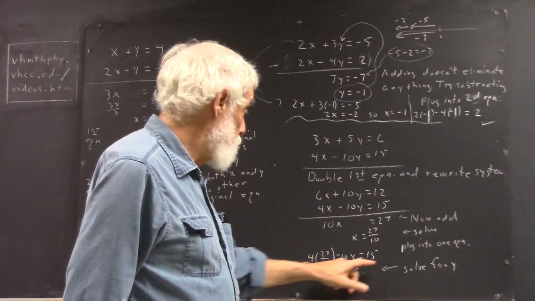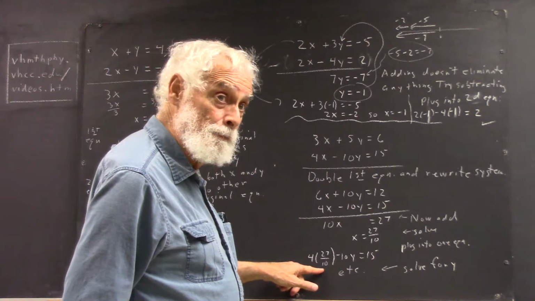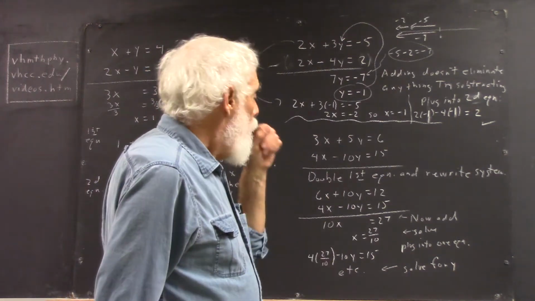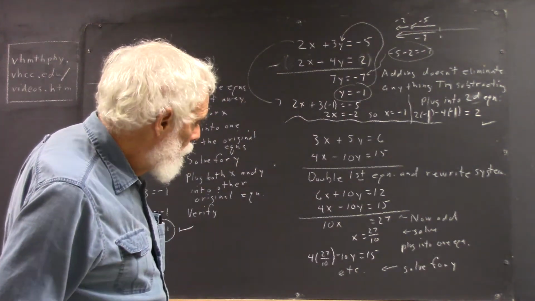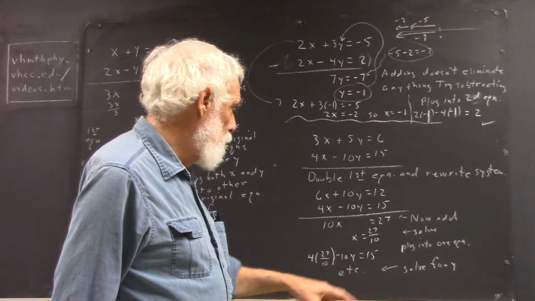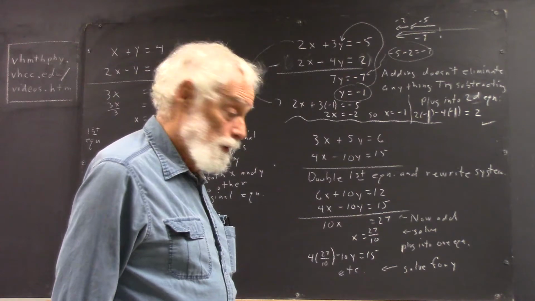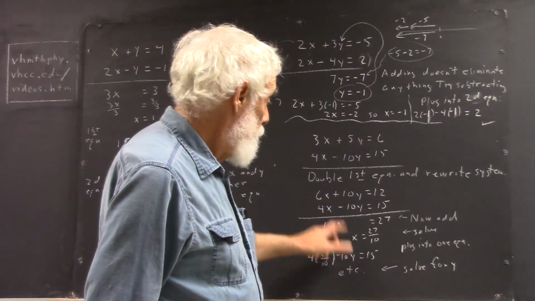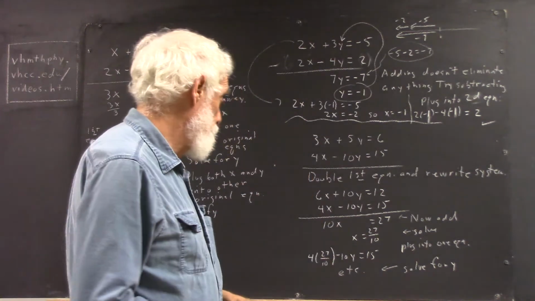In any case, this is what we would get. We would solve this. Multiply both sides by the denominator 10. Clears out all the fractions. And that would give us the equation, what? It'd be 108 minus 100y equals 150. Well, we could solve that for y. Okay, so we would solve that for y and proceed just as we did, except we're going to have messy fractions, so we didn't.